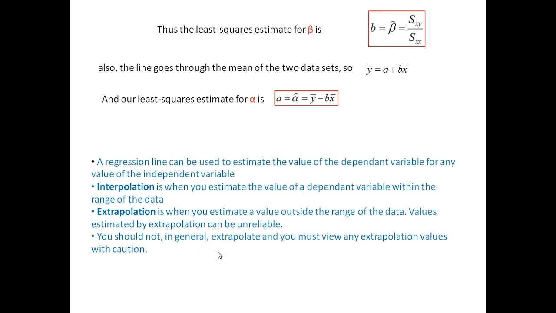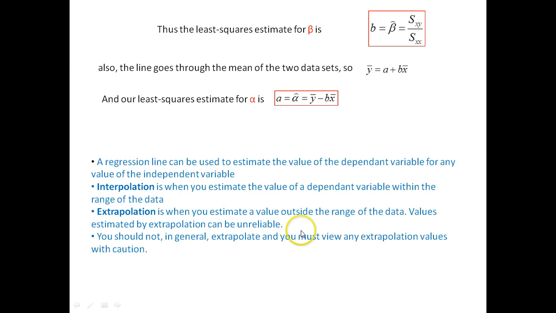A regression line can be used to estimate the value of the dependent variable for any value of the independent variable. So y would be the dependent variable and x the independent variable. Interpolation is when you estimate the value of a dependent variable within the range of the data. You're given a set of data, and if you want to work out something within that set of data, then it's called interpolation.